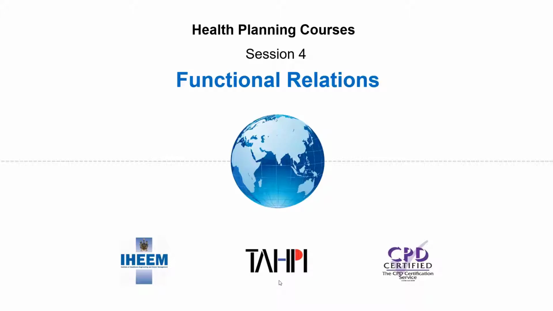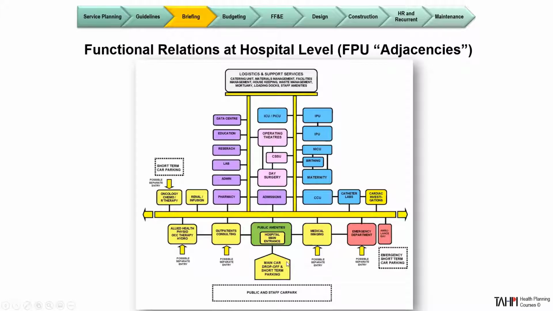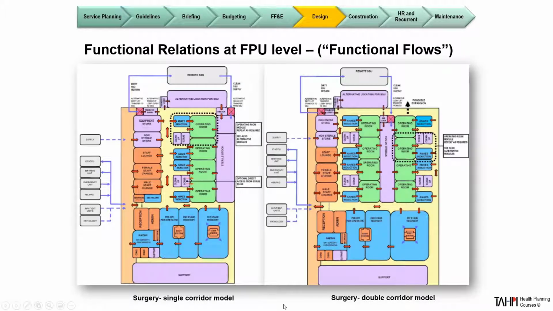Session 4 covers the critical subject of functional relations in healthcare facilities. We focus on functional relationships at hospital level. This is a relationship between FPUs or hospital departments. It also includes the flows for patients, staff, goods, services. We look at each department and the relationship between the rooms, the flows and the corridors between the rooms, adjacencies, and relationships.